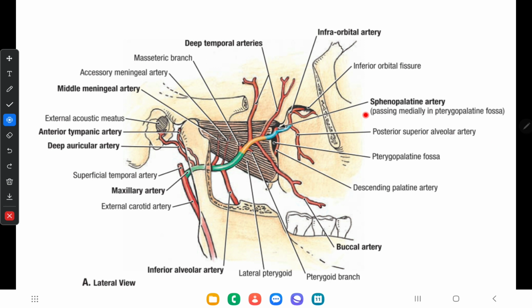In the infraorbital canal, it gives rise to orbital branches for orbital contents and anterior superior and middle superior alveolar branches for the upper teeth.